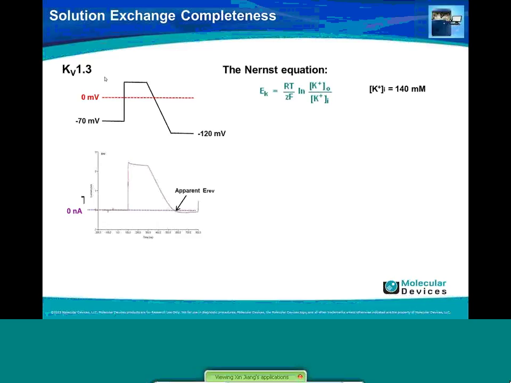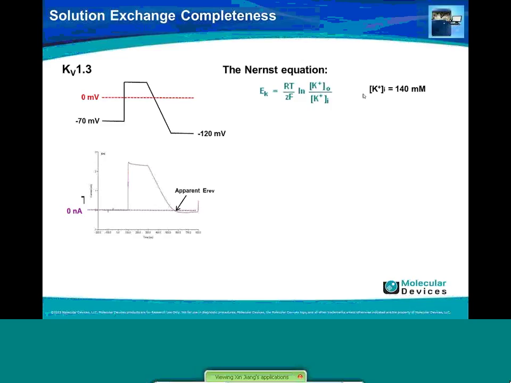In this case, we were designing a study based on the Nernst equation. As we know, the Nernst equation, as shown here, dictates the reversal potential, or the membrane potential at which the current through the channel is zero nanoamperes. The reversal potential is dictated by the ratio of the ions outside and inside of the cell. Here it's showing the reversal potential of the potassium channel, EK, dictated by the ratio of the potassium ions outside and inside of the cells.